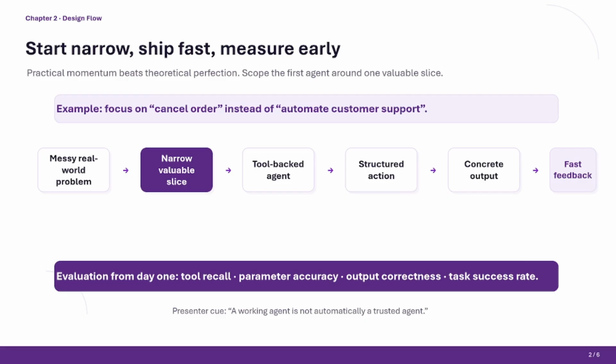So let's look at this simple workflow. Practical momentum builds theoretical perfection. Scope the first agent around one valuable slice. Let's look at this problem. You want to build an agent that will cancel orders instead of automating customer support. Look at what the workflow will look like. You have a messy real world problem. You have a lot of dormant orders, inoperative orders. That's the problem you have. The narrow valuable slice: narrow your solution to this problem that you have at hand.